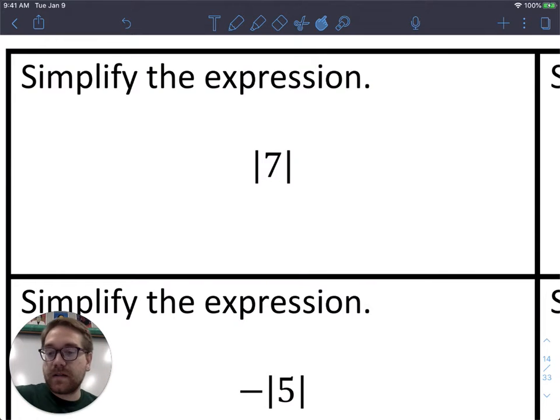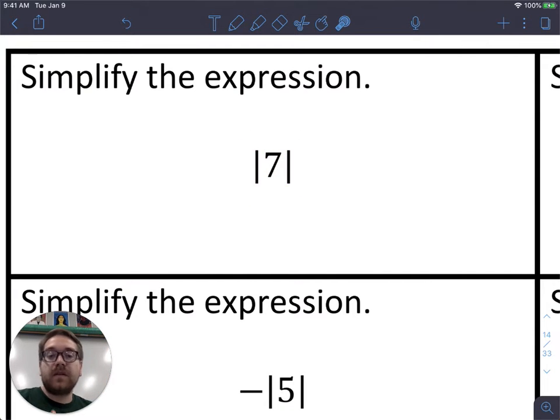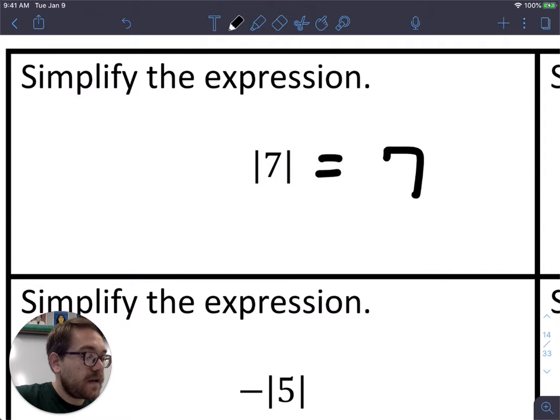So this tells us to simplify the expression. Remember, if we're simplifying, we're putting something in its simplest form, usually down to a single value. Here we're given the expression, the absolute value of 7. Remember, these bars represent absolute value. When we're looking for the absolute value of 7, we're looking for how far 7 is from 0. If I think about a number line, how many whole number integers are from 0 to 7? It'd be 7. 7 is 7 from 0. So the absolute value of 7 is just 7.